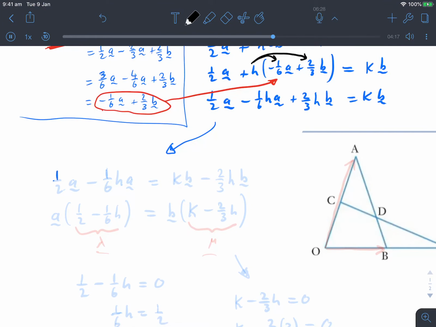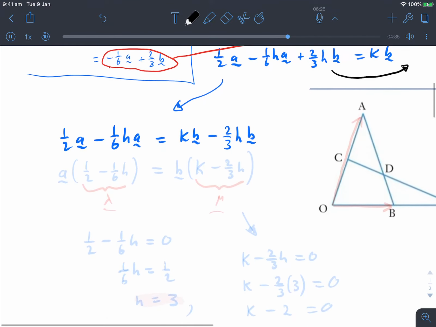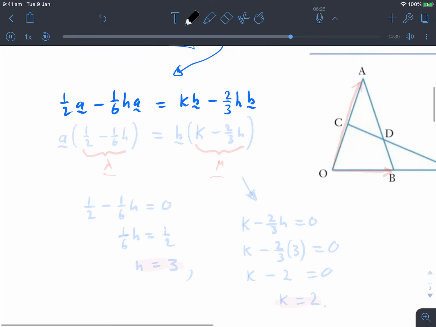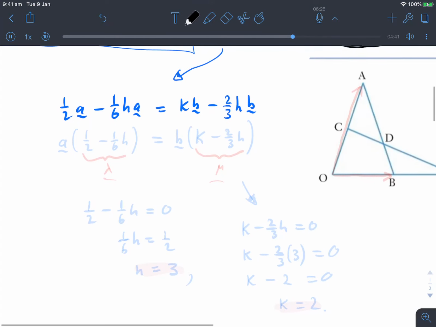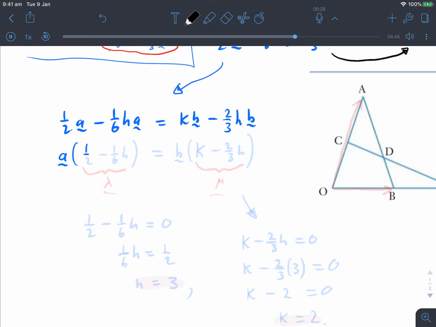Okay, so from there I'm just going to move down here a bit. We've got a half times vector A, take 1/6 times H times vector A, is equal to K times B, take 2/3 H times vector B. So I've now got all my vector A's on the left-hand side of the equation, all my vector B's on the right-hand side. We can then factorise those out, so the left-hand side becomes vector A outside of a half, take 1/6 H. And taking vector B out of the right-hand side, we get vector B outside of K, take 2/3 H.